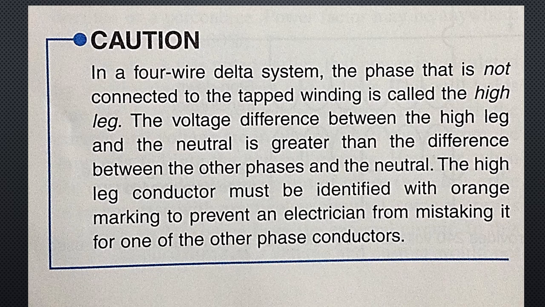Here again is a very important notification about the high leg on a 4-wire delta system. The wire that is not connected to the tapped winding is the high leg.